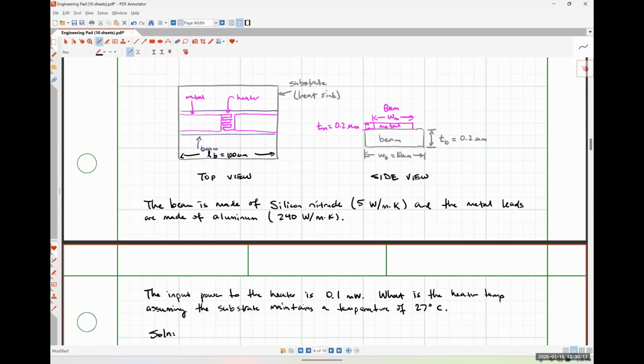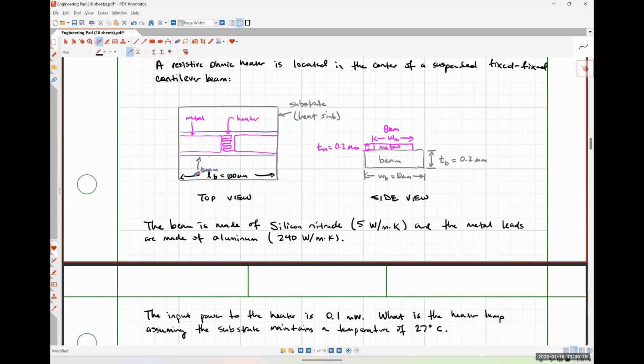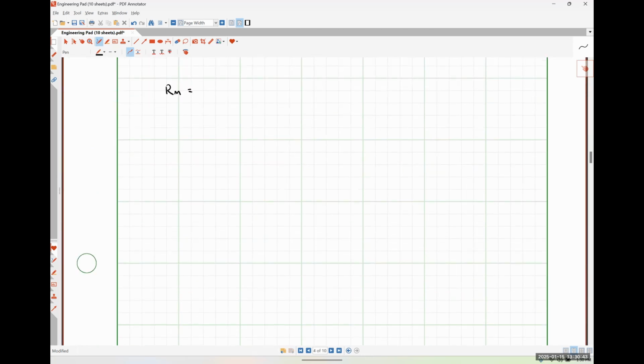I'm sorry, I have an error in my drawing here that I need to fix really quickly. This is the length of my beam, so I've got a length of beam on both sides. I couldn't read my chicken scratch, my apologies for that. But that guy is the 100 microns.